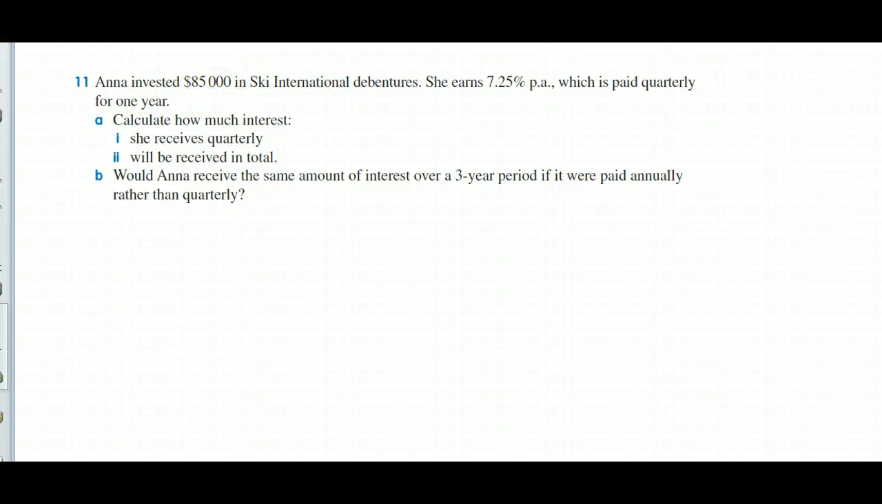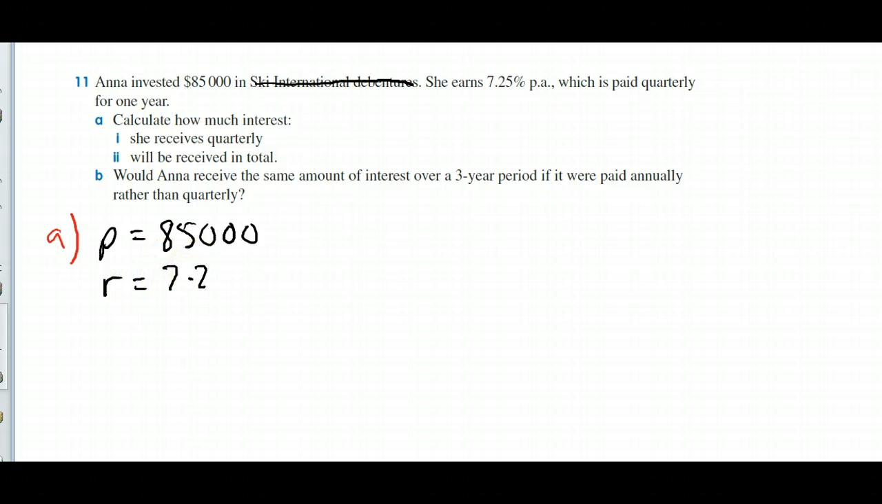Anna invested $85,000 on Ski International debentures. Don't worry about what that is, it doesn't matter. It's obviously got something to do with simple interest. She earns 7.25% per annum. Okay, so far we've found out the principal is 85,000. The rate of interest is 7.25%, and that's paid quarterly for 1 year. So that's going to be important. Quarterly for 1 year, a quarter of a year for the total duration of 1 year.